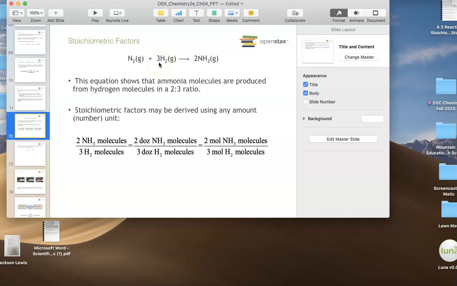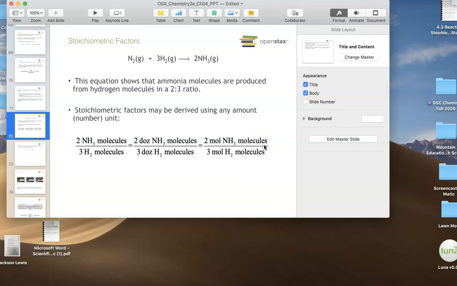You can write that. This is referred to as a conversion factor that's derived from the stoichiometric chemical equation. There is a relationship there, so you can write out that ratio as a fraction, 2 molecules of ammonia over 3 hydrogen molecules, or you can write it based off moles. That's what we're going to use when we talk about stoichiometry.